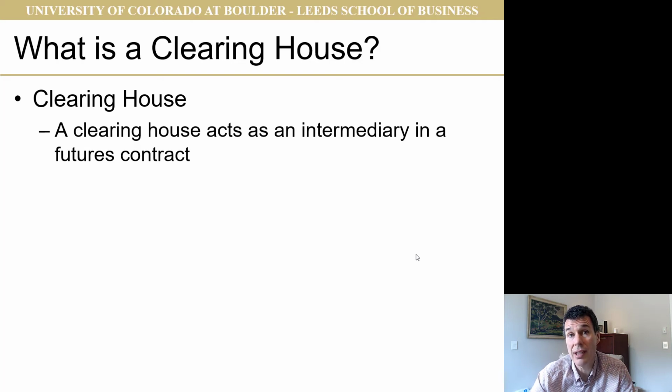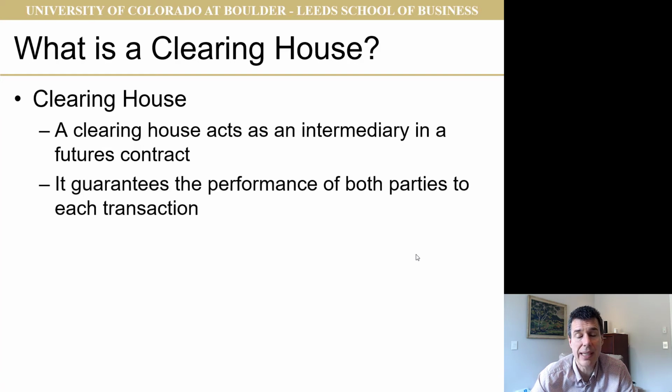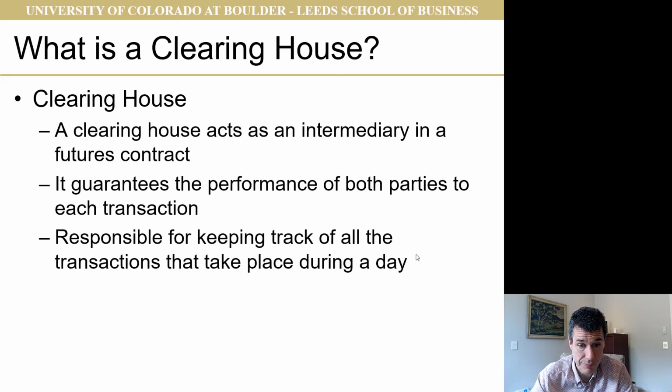If I go long, somebody else, not the clearinghouse, but some other investor or trader, has to go short. We are both doing our transaction with the clearinghouse. We don't know who the other one is. So the clearinghouse acts as the intermediary in all the futures contracts. It guarantees performance of both parties to each transaction, including the person who went short and lost lots of money. It is also responsible for keeping track of all the transactions that take place in a day.